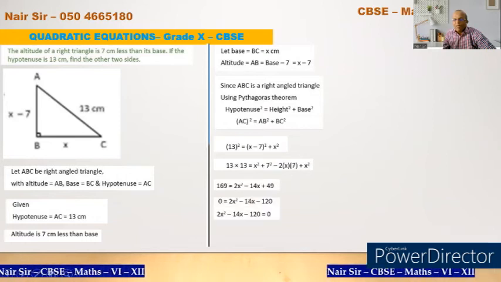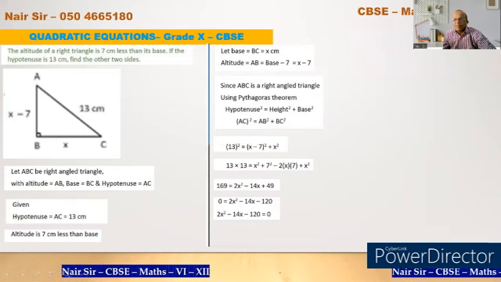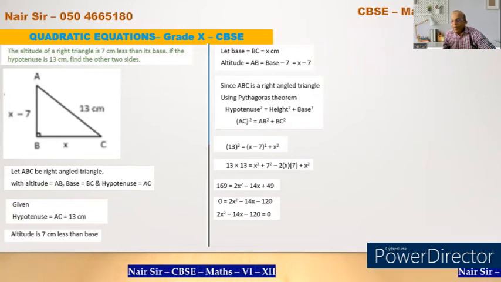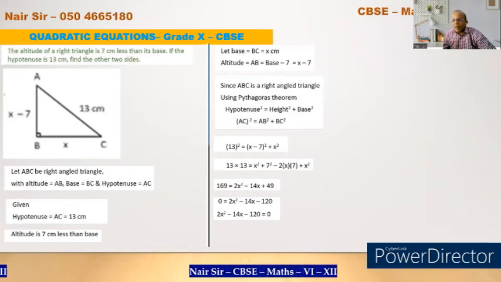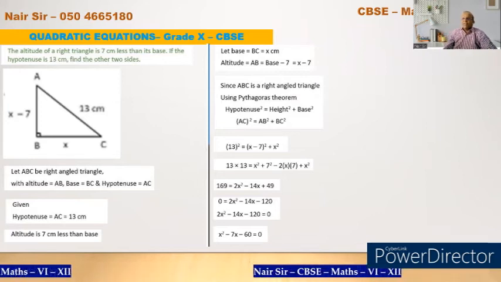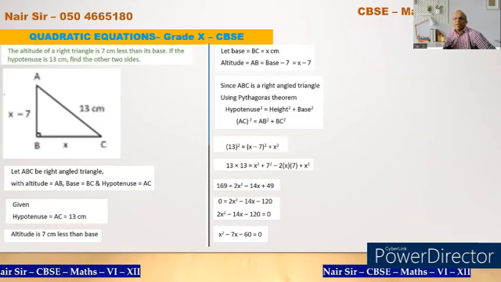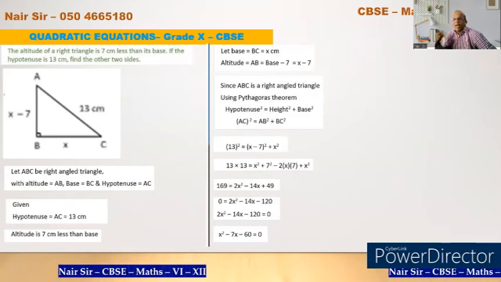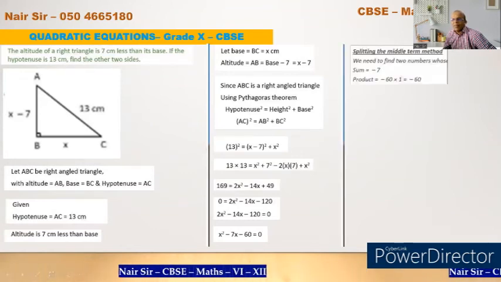I get an equation, transposing: 2x square minus 14x minus 120. If you notice again, all the left hand side can be divided by 2. So what I do is I make that x square minus 7x minus 60 is equal to 0. Give me a number where I get a product as minus 60 and the sum to be as minus 7.